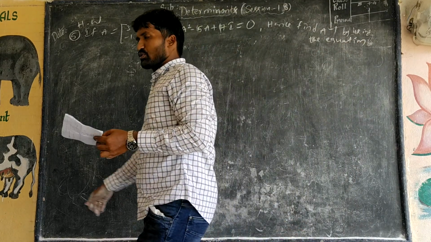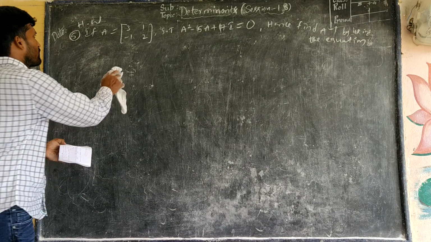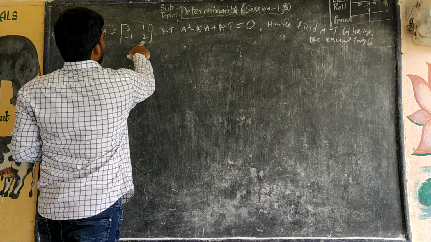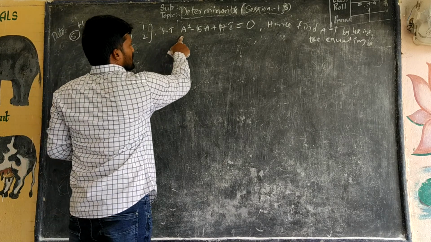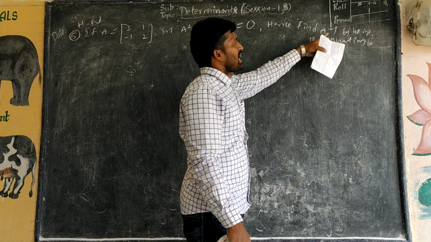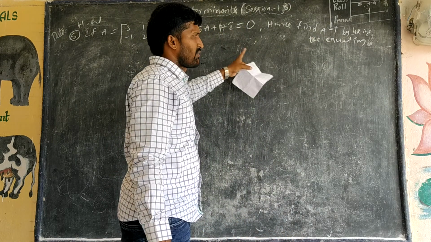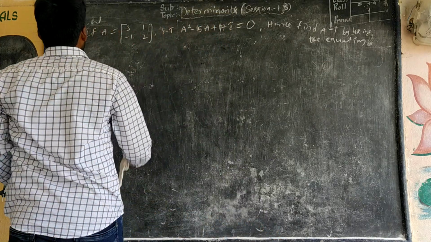Like the previous model question only, same model, you will try this one. A equal to [3 1; -1 2]. Show that the equation A square minus 5A plus 7I equal to 0. How to get A inverse? Just multiply both sides with A inverse. From that you will get A inverse easily.